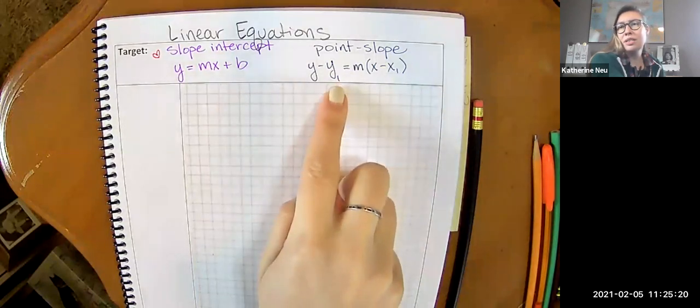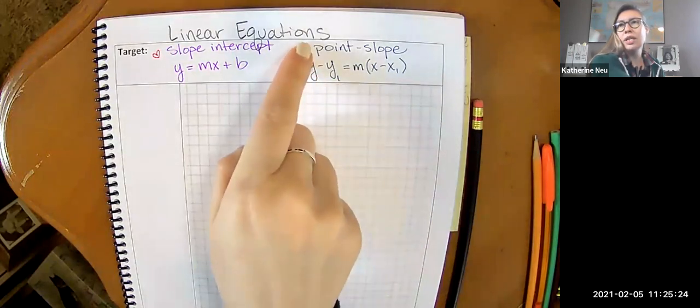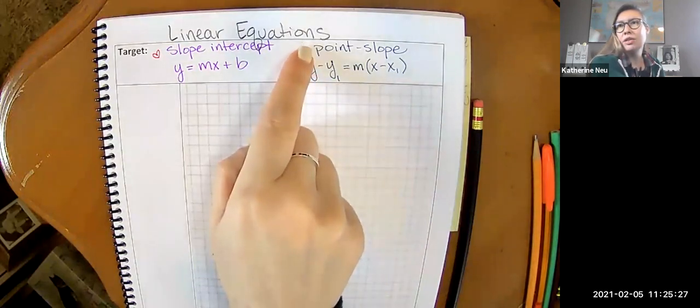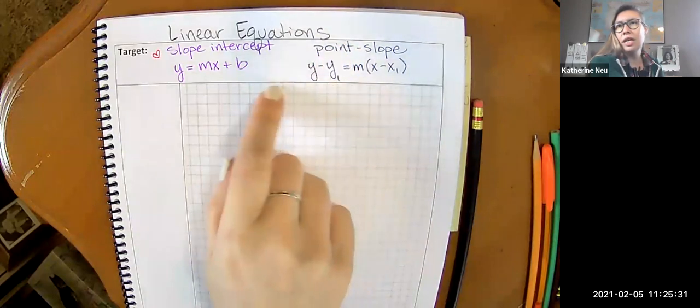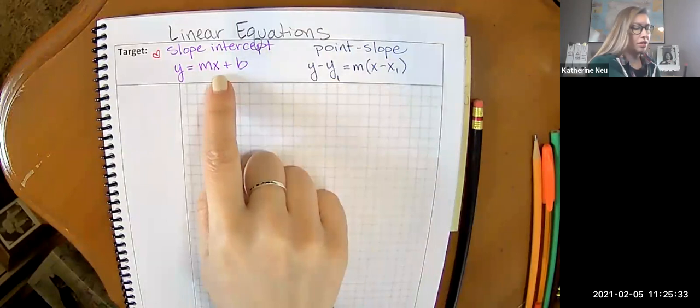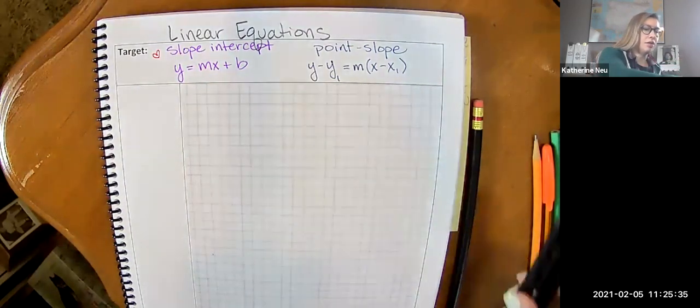This way, it just seems a little bit more complicated to me, but if you're given a point and you are also given the slope, this is a lot easier to use. You can plug it in and the slope-intercept form pops right out. So let's just take a look at those.